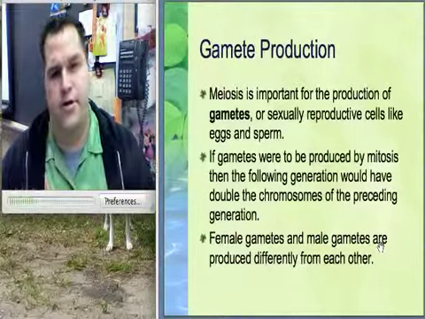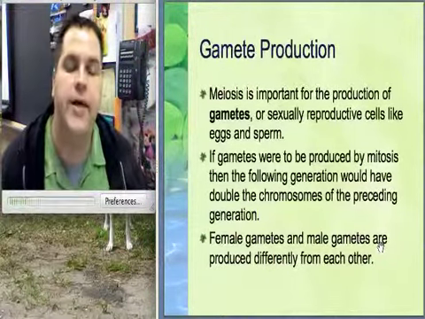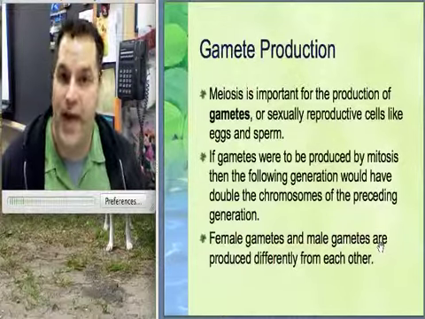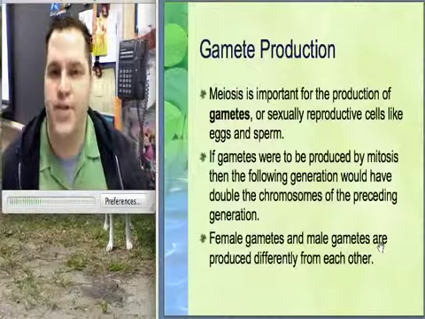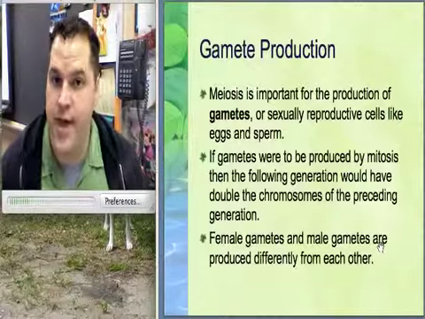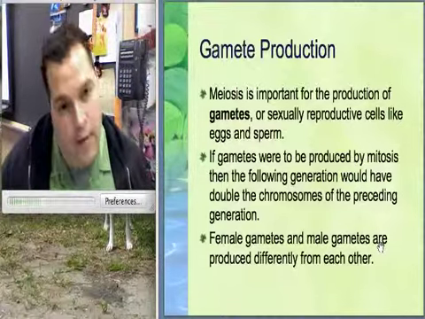Meiosis and gamete production are synonymous. They basically mean the same thing. Meiosis is important because of gamete production. And gamete's a fancy word for saying sperm or egg. Gametes are sexually reproductive cells. Sperm is the male gamete, egg is the female gamete.